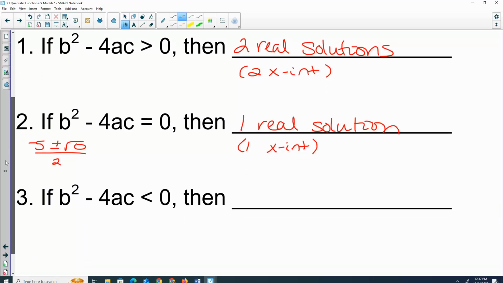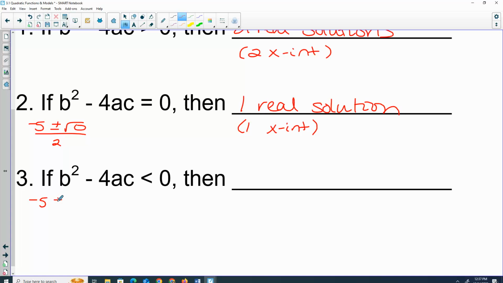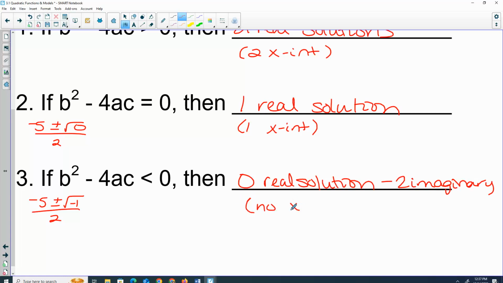What about if it's a negative? What happens if you have a negative under a radical? It's imaginary. So that means it has no real solutions. They are imaginary. In terms of a graph, that means there is no x-intercept. You have a quadratic that never hits the x-axis. So it's possible for a quadratic to hit the axis once, twice, or not at all.